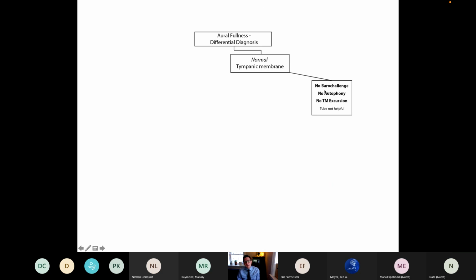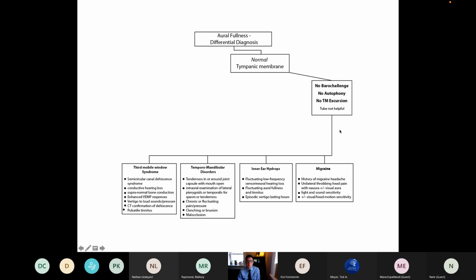Then there's folks who don't have any baro challenge, they don't have any autophony for breathing, and they don't have any excursion of the membrane. Maybe we even put a tube in or did a myringotomy, and they're like, that didn't help. In fact, the tube made it worse, and I want that tube out now. Other things that can cause a sensation of ear fullness: migraine, endolymphatic hydrops, Meniere's disease, third mobile window syndromes like superior canal dehiscence, and probably by far the most common thing that I see in my clinic is temporomandibular disorders.